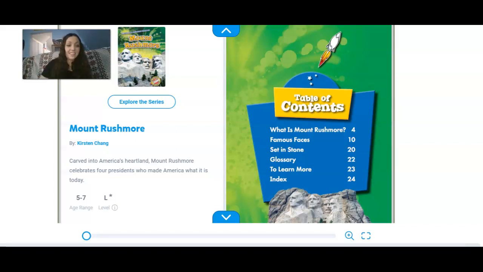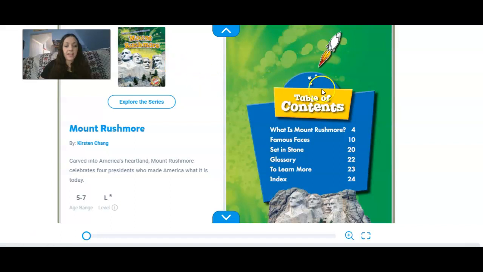Hi guys. So we are actually going to read a book about an important monument that is in the United States called Mount Rushmore. And why we're going to be talking about this is because Mount Rushmore is to honor some of our past presidents. Since President's Day was Monday, I wanted to show you Mount Rushmore so you can see how it honored our past presidents, and then figure out which presidents are on Mount Rushmore.